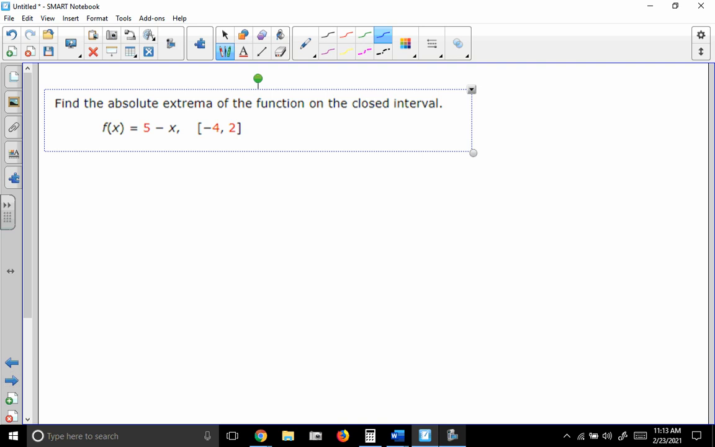All right, so the next several problems, they want us to look at finding absolute extrema, but not over the entire domain, over a particular interval. So I've got somebody asking me a question. Let me pause real quickly.